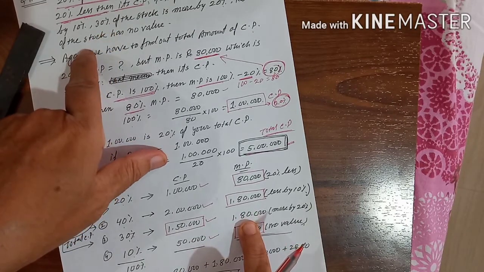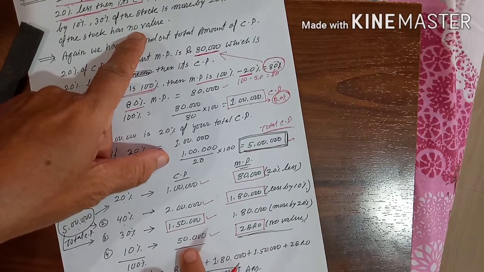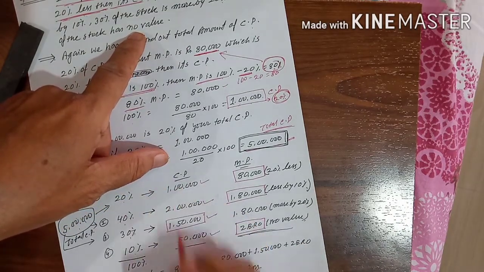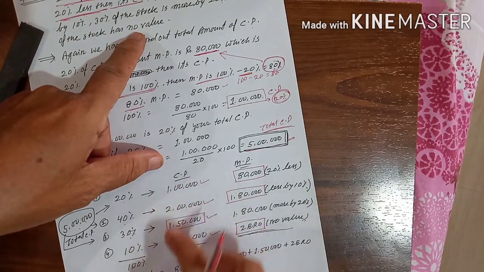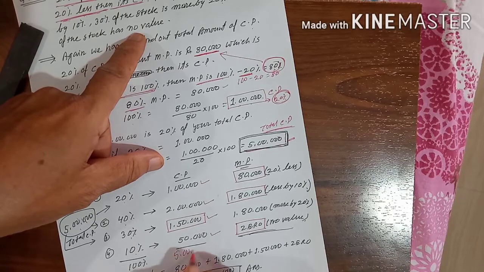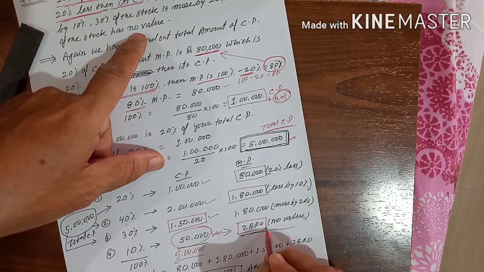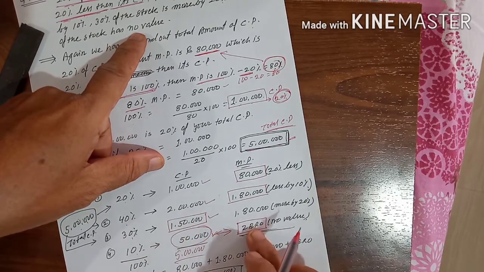And it is given in the last one, the rest of the stock has no value. Rest of the stock means this is 5 lakh. If you add all this, it should be 5 lakh: 2 plus 1 is 3, plus 1 is 4, and this 2. This is 5, and if you add this one, it should be 100%. So this 50,000 in the market has no value, meaning zero value. So out of these two, this is less.